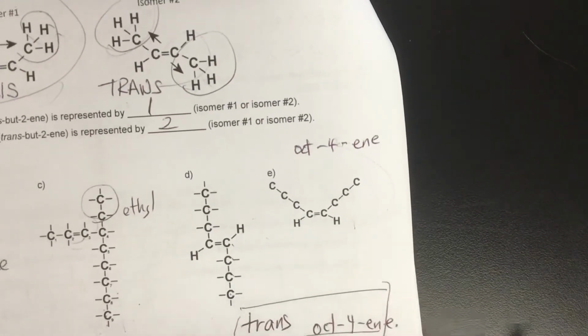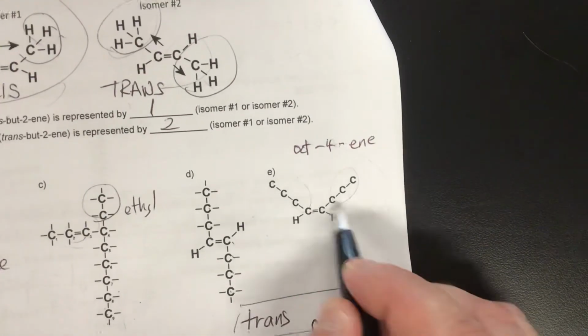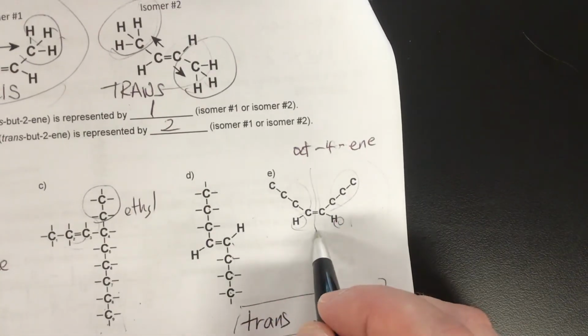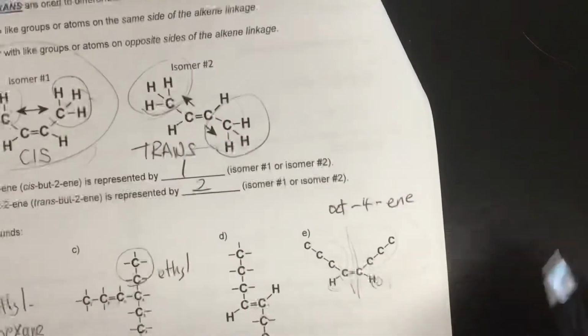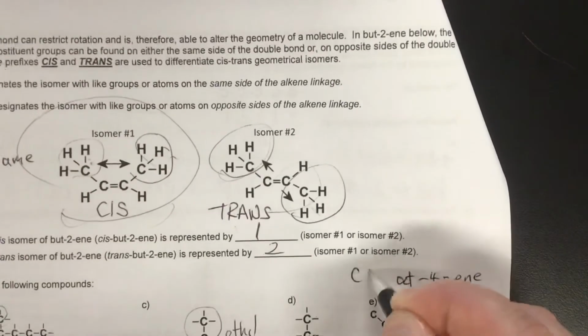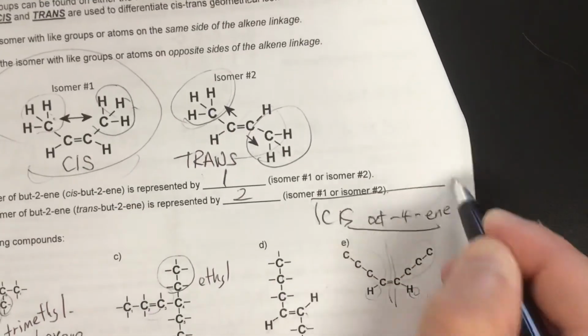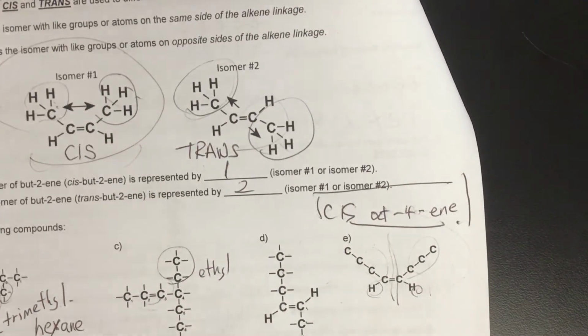Oct-4-ene. And then I noticed that these are on the same side. It's kind of almost like a mirror image of each other. So this would be cis. This is cis oct-4-ene. Okay.